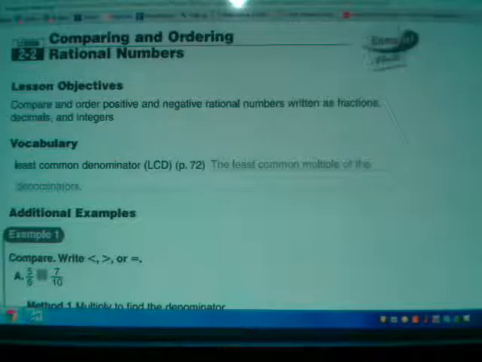Remember, rational numbers are things that can be written as a fraction. And even though the objective there says fractions, decimals, and integers, remember a decimal can be written as a fraction. Integers can be written as fractions. So pretty much all types of numbers are going to fit here.